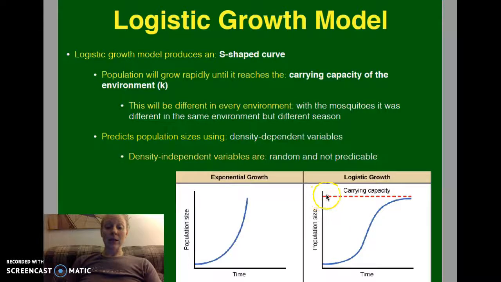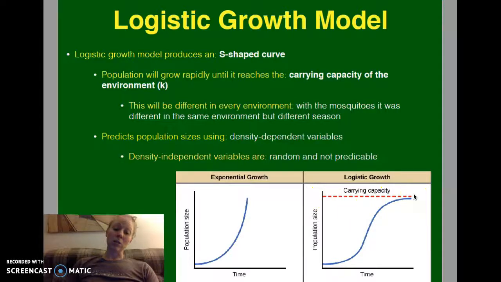And this is the carrying capacity. The carrying capacity is determined by the amount of resources available, or the lack of resources available. And so different environments are going to have different carrying capacities. And sometimes even the same environments are going to have different carrying capacities at different times in the year. If you remember the Texas mosquito mystery, the same environments had different carrying capacities in different years because of the amount of rain. And so we use this model here.